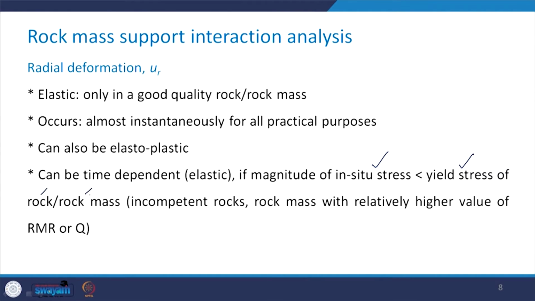And this type of situation can be seen in incompetent rocks and rock masses with relatively higher value of RMR or Q. Do you remember the classification systems? There we learnt how to determine this rock mass rating and Q value. Higher the value of these two, you will have the better quality of the rock mass.